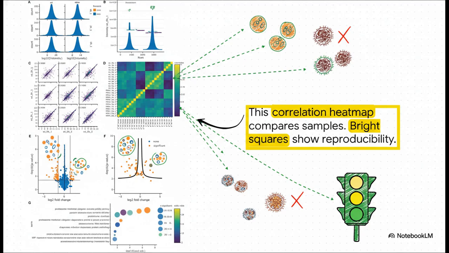Check out those bright yellow squares running right down the middle. That line shows that each sample is a near-perfect match with itself, which is great. And the squares next to it are also bright, which shows that samples in the same group are all behaving in a very similar way. That's the essential green light you need to start hunting for the real biological changes.